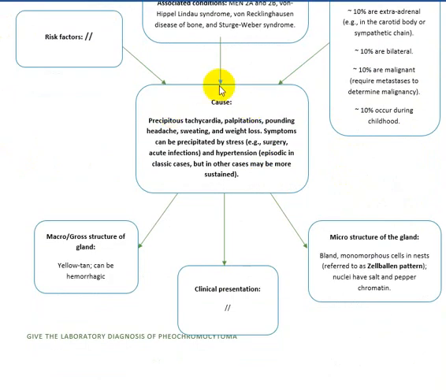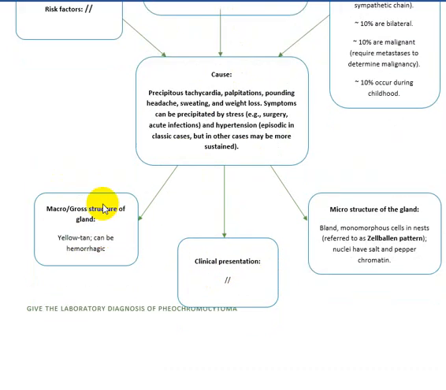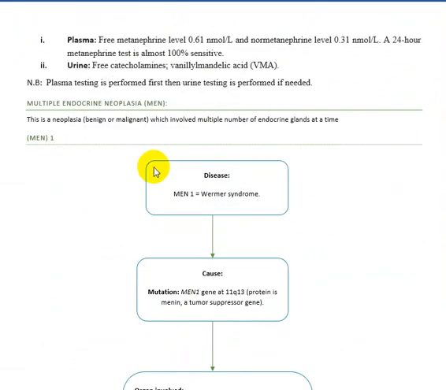In terms of presentation, it causes precipitous tachycardia, palpitations, and pounding headache. All these are caused by sympathetic stimulation, along with sweating and weight loss, and can be preceded by stress. All these are due to hypersecretion, and the clinical presentation relates to the sympathetic stimulation. The gross appearance is yellow-tan and can be hemorrhagic; the adrenal medulla is still yellow.